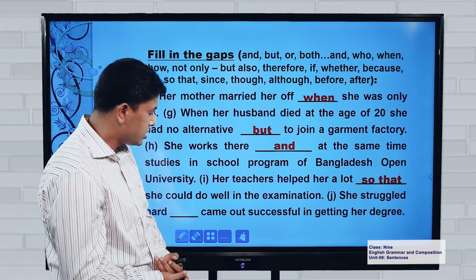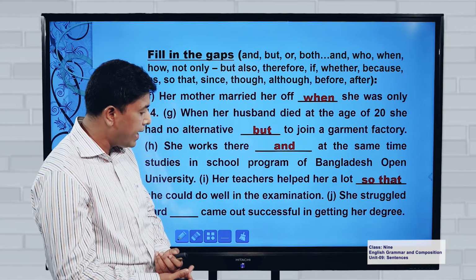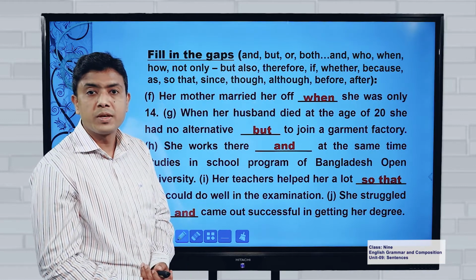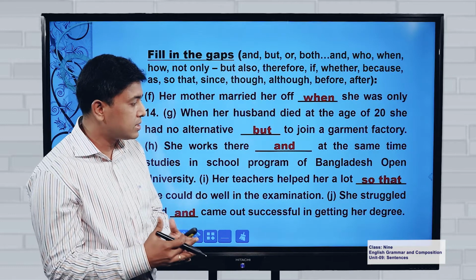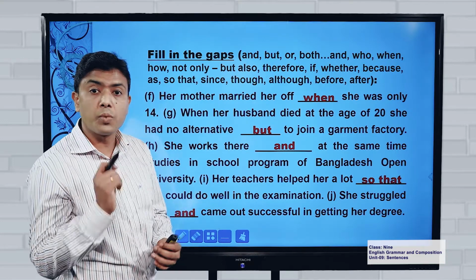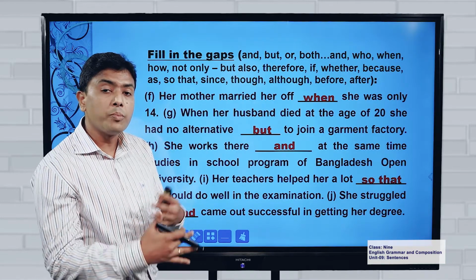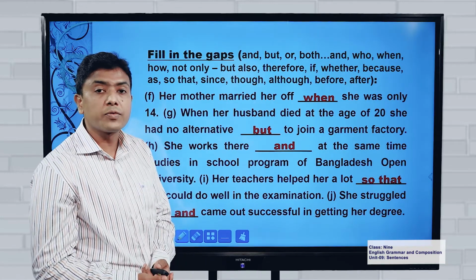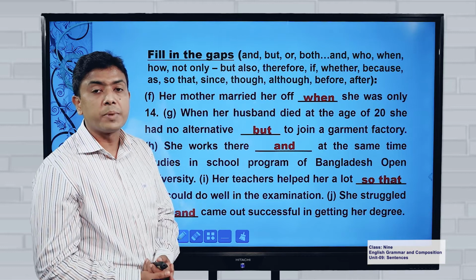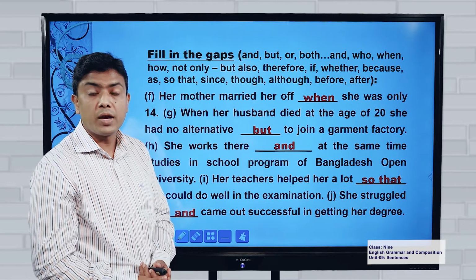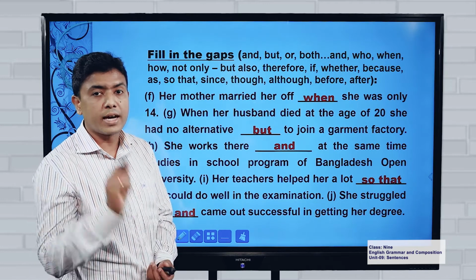And the last one: she struggled hard and came out successful in getting her degree. We are having two ideas together. She struggled hard, this is one idea, and the second idea is she came out successful. It matches with the first part. Therefore, "and" is going to be the best connector. I'm sure you are going to use these connectors in your everyday life and also in your academic life.